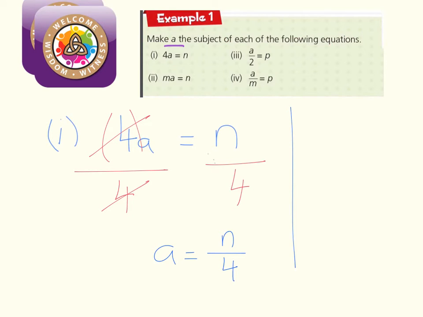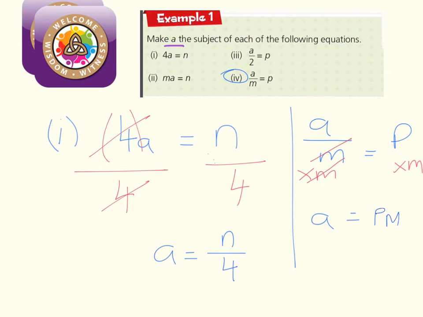The second question I'm going to do there is this part here, the fourth part. Here we are: a divided by m equals p, and again we're asked to get a on its own, so we need to get rid of the divide by m. The only way I can get rid of a divide by m is if I multiply by m, so hopefully you're saying that with me. What I do to one side I must do to the other. My divide by m and my multiply by m cancel, and I'm left with a equals p multiplied by m, which is pm or mp.